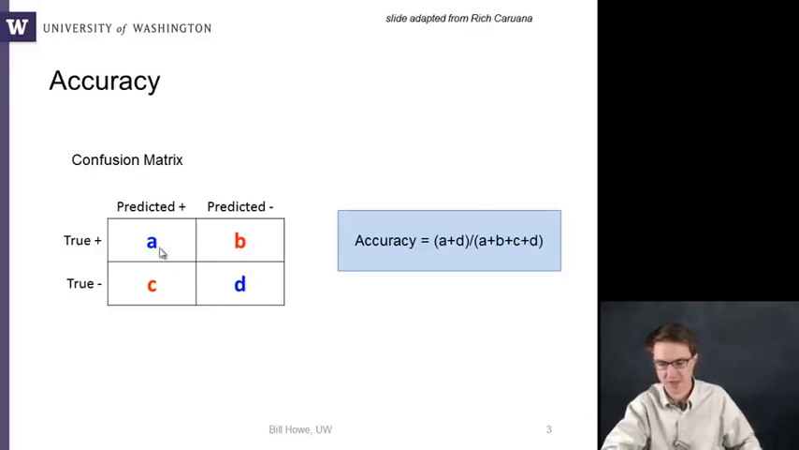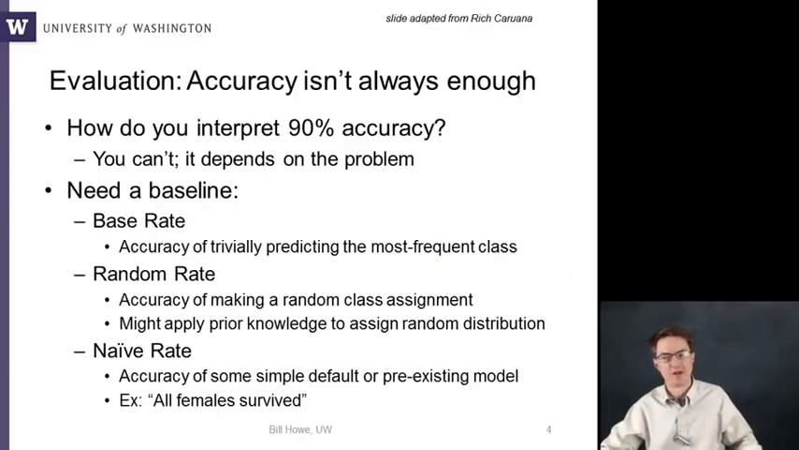Okay, and so A is the true positives that you predicted to be positive, and the D is the true negatives that you predicted to be negative. And so here accuracy was, well, just add up everything you got correct and divide it by the total. So this is straightforward. So why not use this all the time? Well, in many cases, this isn't necessarily enough to really tell you anything. So how do you interpret 90% accuracy? Is that good? Is that bad? Is 99% accuracy really, really good? Well, it depends on the problem.